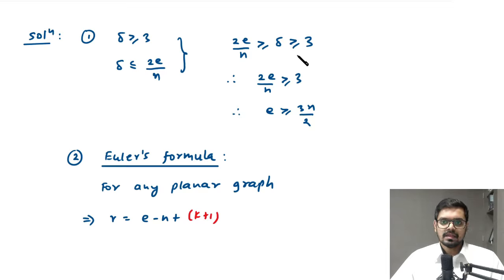So can I say 2E by N, since it is greater than delta and delta is greater than or equal to 3, is also greater than or equal to 3? Simple inequalities, which we have studied in aptitude. So 2E by N is greater than or equal to 3. Rearrange and you will get the edges answer: E is greater than or equal to 3N by 2. Now this data and this equation will combine to arrive at the final conclusion.